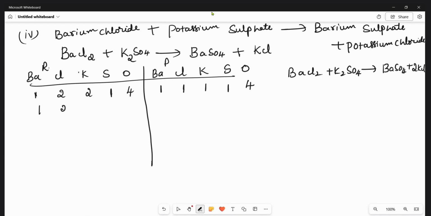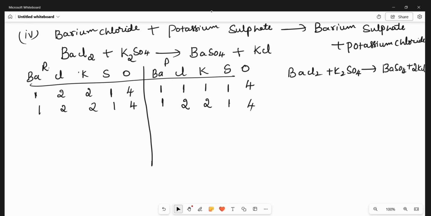We have not changed anything in the reactants. Barium here is 1, potassium 2, and chlorine also. Remaining will be the same. Yeah, it is balanced.